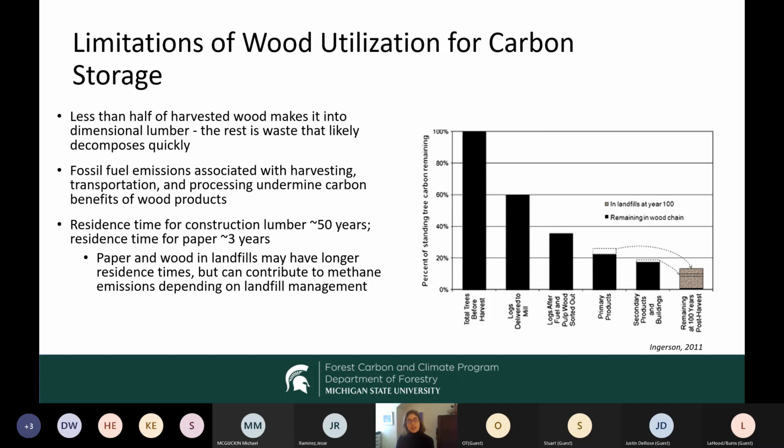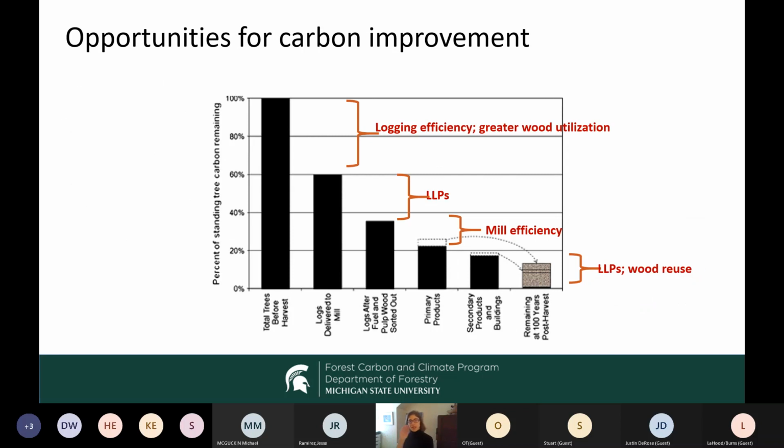But again, I wanted to bring up this figure and look at these as opportunities for carbon improvement, right? So our first decrease in carbon could be improved via logging efficiency, greater wood utilization. I mentioned things like mass timber that use smaller diameter wood, and there are a host of other products that are attempting to use some of those residues, and where we can invest energy there, we're getting almost immediate carbon savings.